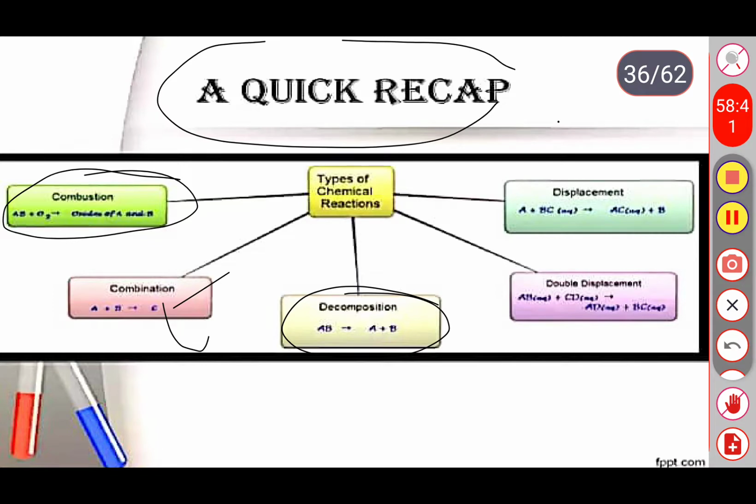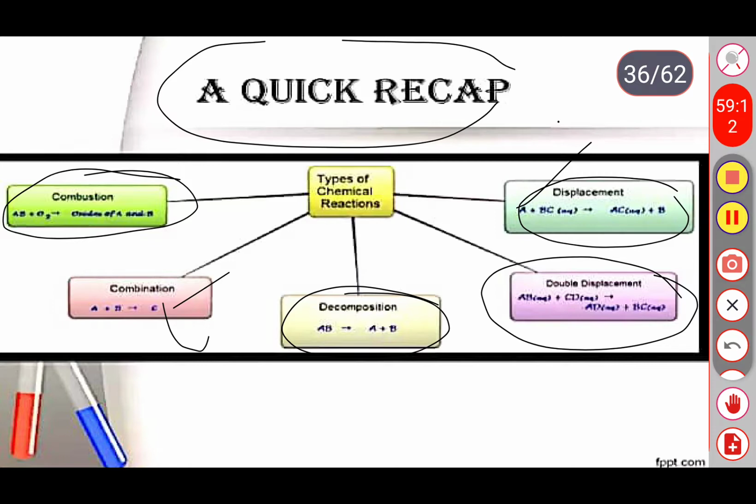Double displacement means in two compounds, if the positively charged ions change their positions, then that type of reaction we call a double displacement reaction. Okay, see the next one, that is exothermic and endothermic reactions. See here, we have some examples.